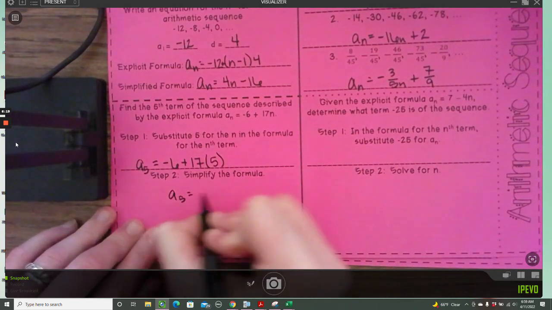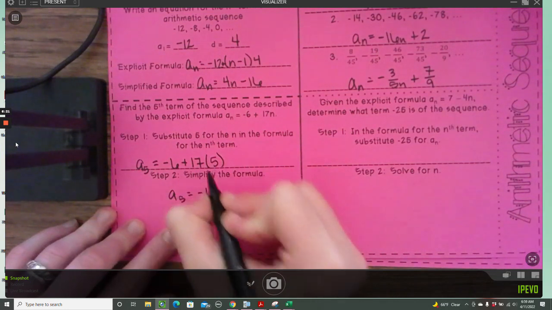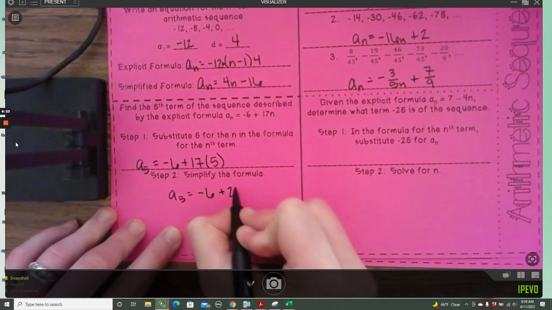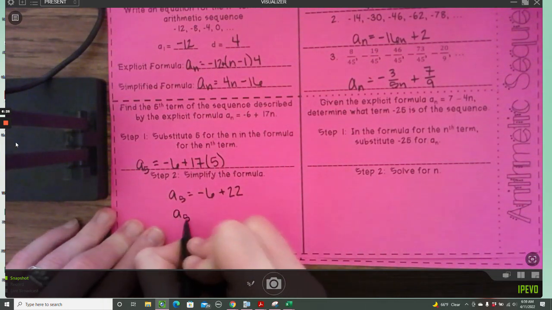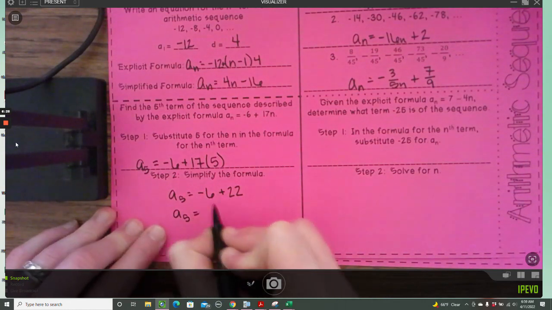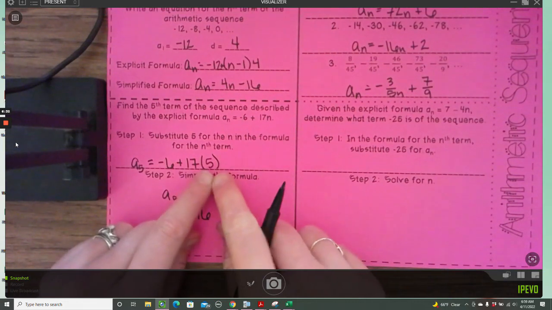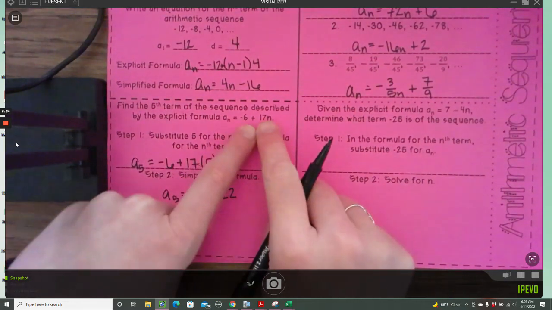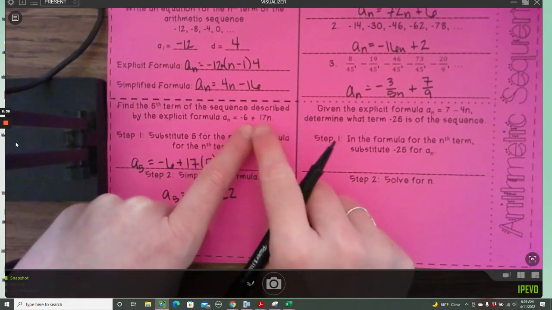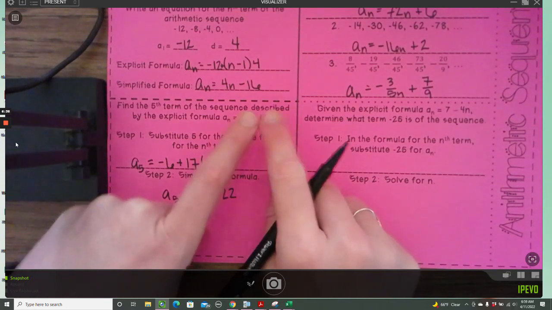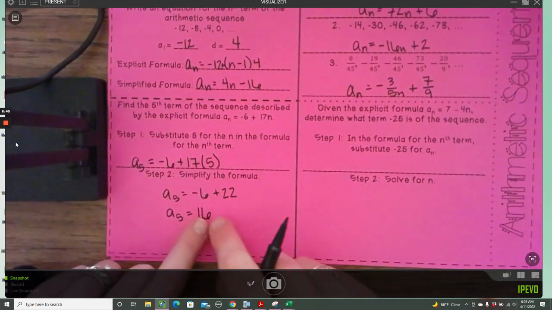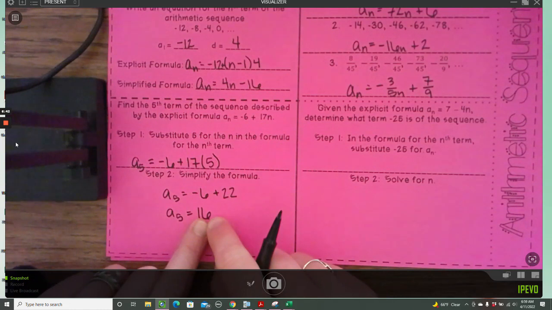So that n becomes a 5 as well. So a of 5 would equal negative 6 plus 17 times 5, which is 85. A of 5, negative 6 plus 85 is a positive 79. What that means is the fifth term of this sequence, I could plug every number in, 1, 2, 3, 4, all the way up, and I could write this sequence. But if I just want to know what the fifth term is, it would be 79.